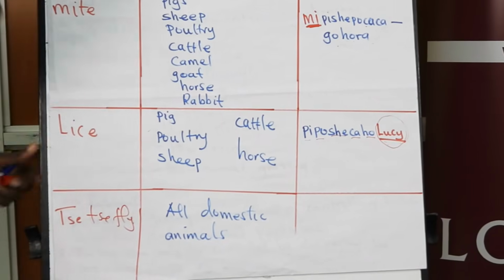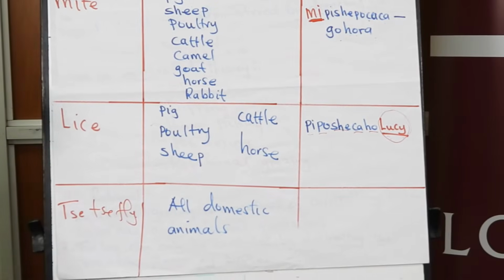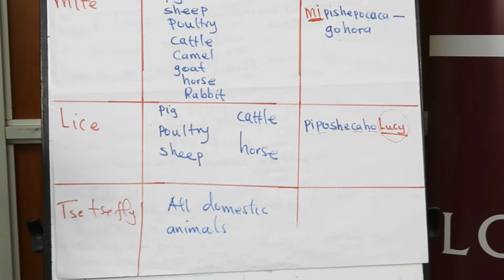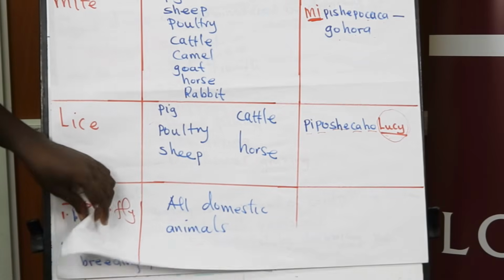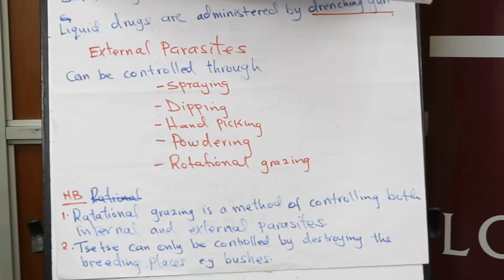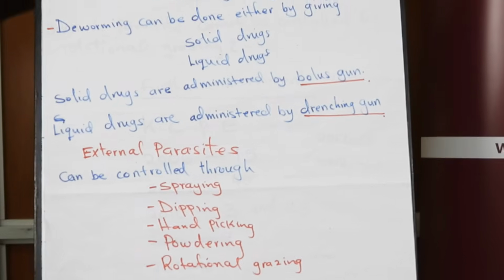Then the last one is sesefly. Sesefly attacks all the domestic animals. And I want to repeat, sesefly attacks all the domestic animals.